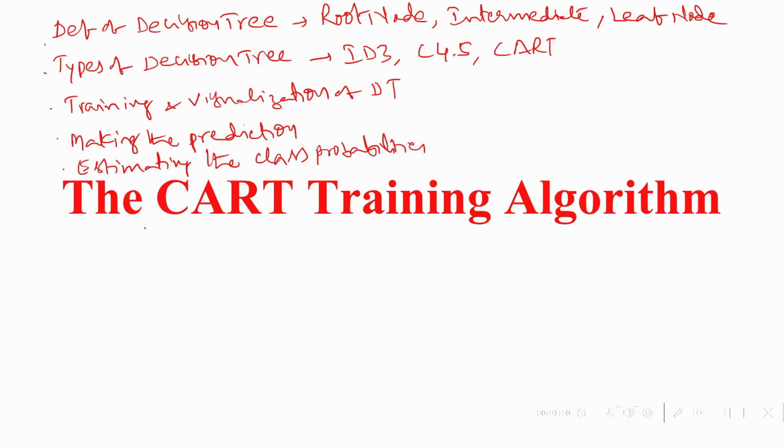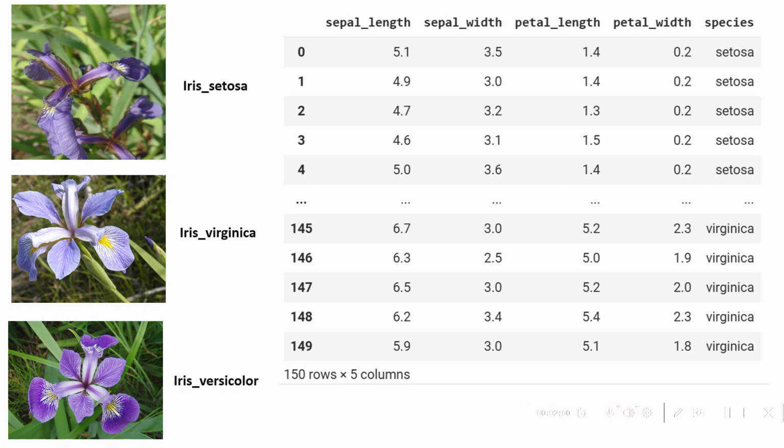In this video, I am going to explain about our algorithm that is called CART, the classification and regression tree training algorithm. For this we are using a standardized dataset, the iris flower dataset. It contains four features: sepal length, sepal width, petal length and petal width. And the corresponding species are iris setosa, virginica and versicolor.